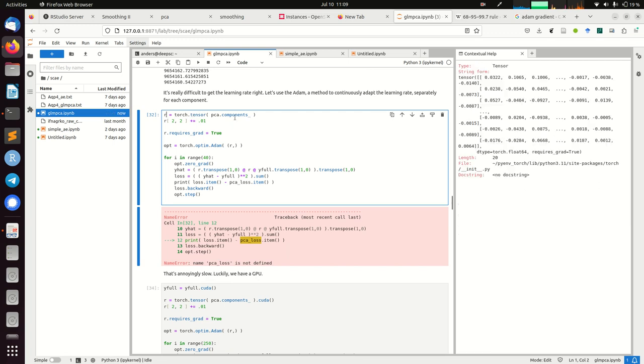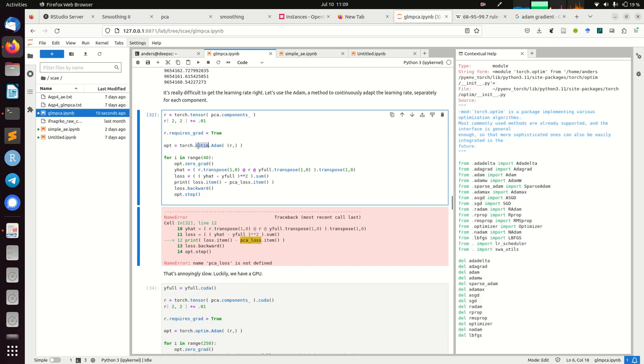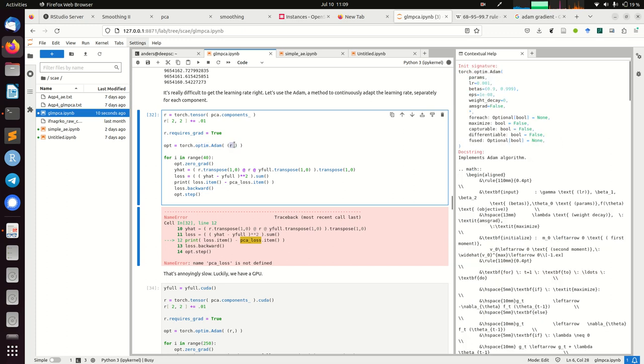I put R here on this. I calculate R to be here, a tensor made from my PCA components. I distort it a bit by adding 2, say that I want the gradient. And now I tell the optimizer, please watch over this R because I want to optimize it.